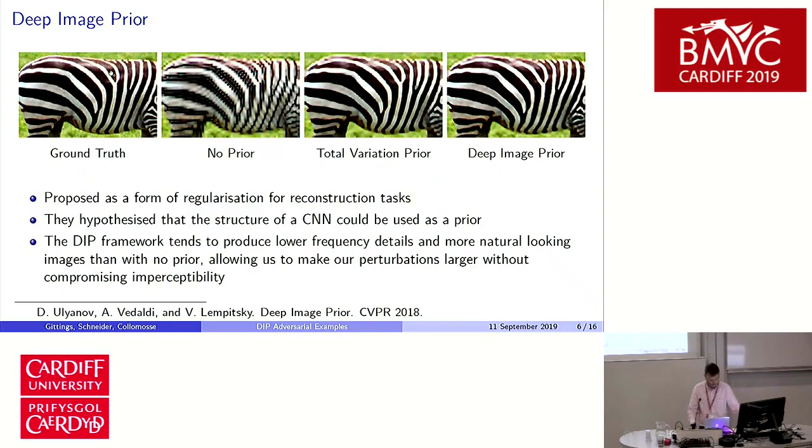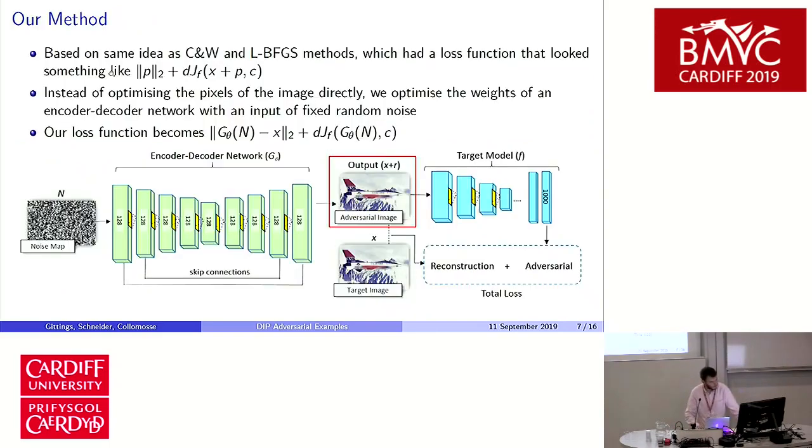So this is what it was applied to in the original paper. This is super resolution. They also did things such as in-painting, various other reconstruction tasks. So all this is using is the structure of the network. That's going to be your prior. And this allows you to produce lower frequency details while still looking natural.